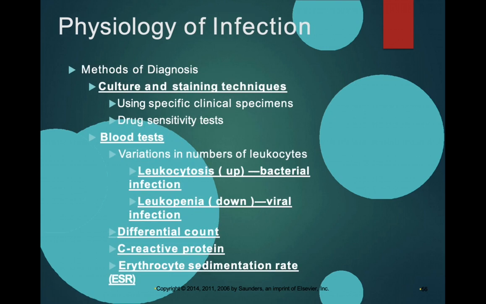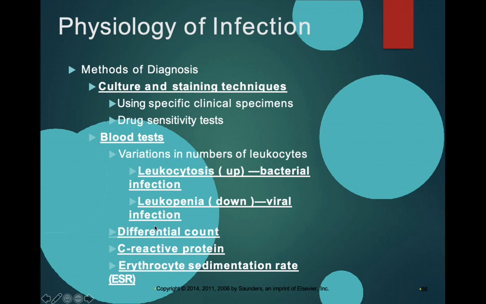The methods of diagnosis, well, they can culture it and they can stain it. All right. They can use specific clinical specimens, and it also helps with determining what appropriate drug would work best with a particular strain. They can do blood tests. You can get different variations in the number of white blood cells or leukocytes. So if there's a bacterial infection, the white blood cell count goes up. They call it leukocytosis. If there's a viral infection, then leukopenia. Then the white blood cell count goes down.